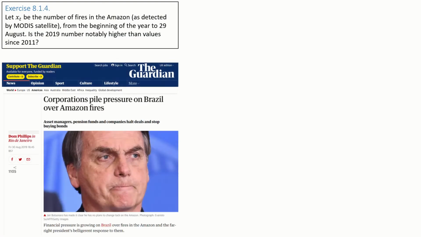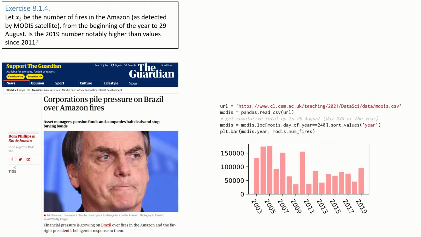The next example is a bit political. Here's a question about fires in the Amazon. In summer 2019, the news was full of stories about Bolsonaro and how under his watch the number of fires had dramatically increased. Here's a plot of the number of fires each year. The dataset contains day-by-day numbers for every year, but I'm only plotting the cumulative counts for each year up to the 29th of August to match the news article, which came out on 30th of August.